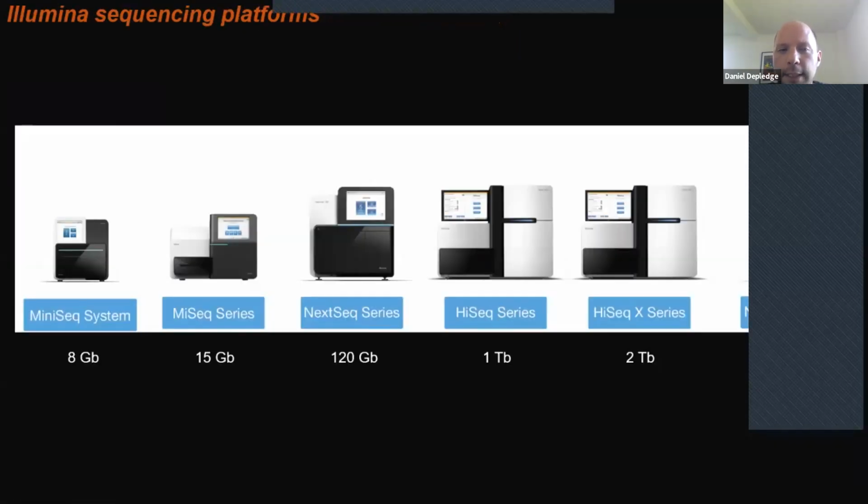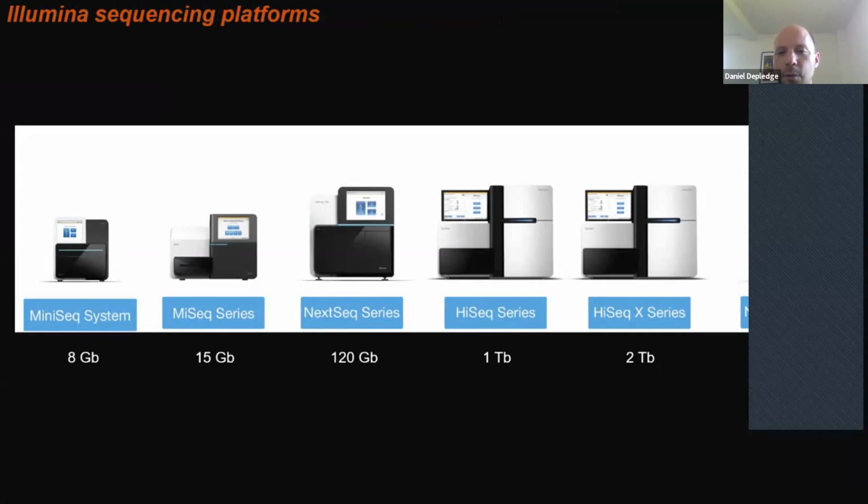Another thing I just wanted to bring to your attention is the fact that Illumina has a range of different sequencing platforms. I've shown what the popular series are here, and underneath I've written what the data output from a single run is. You can see that you have little benchtop systems like the MiniSeq and the MiSeq series. They produce comparatively small amounts of data, particularly relative to the cost of running them. But in some cases, they are very useful.